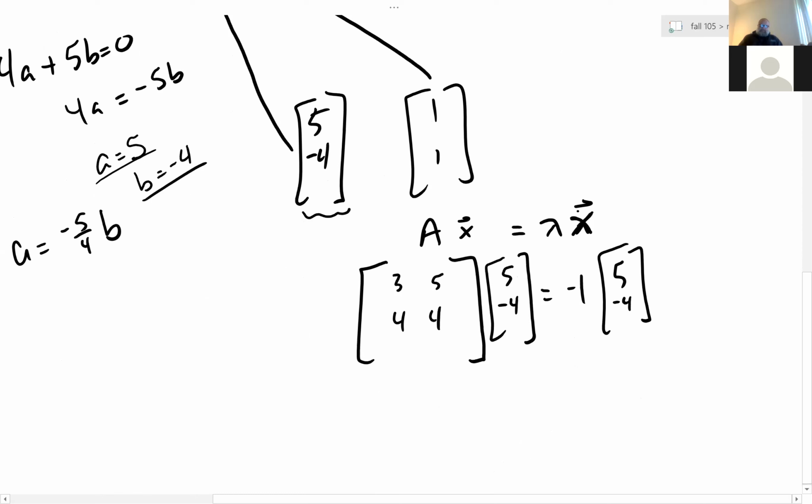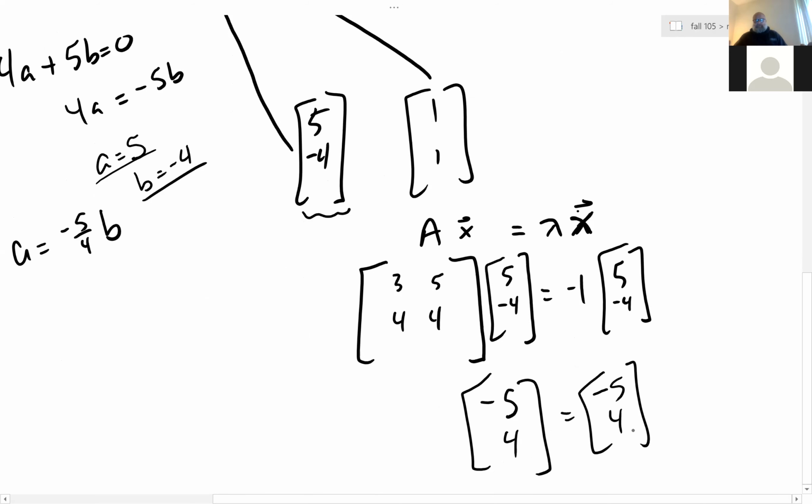And let's see what we get. That's 15 minus 20 is -5. Is that right? And then that's on the top. And then on the bottom, you're going to get 20 minus 16 is 4. Now, no way. -1. No, it's the same. And it's quite clear that it will not work for just any vector. There's not just any random vector that you can pull that off for.